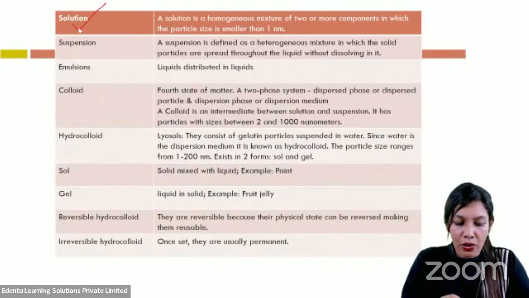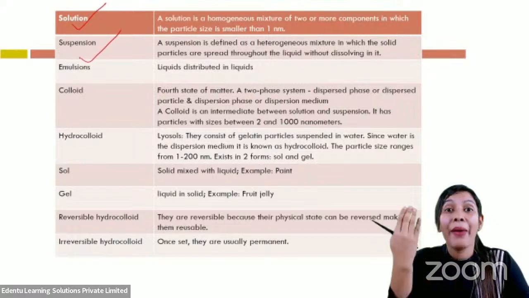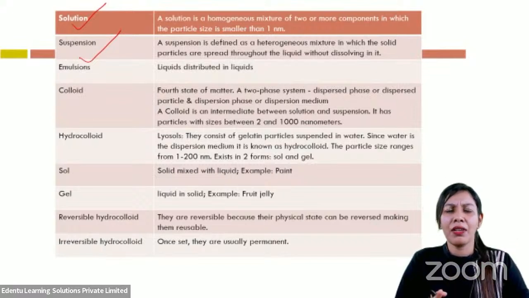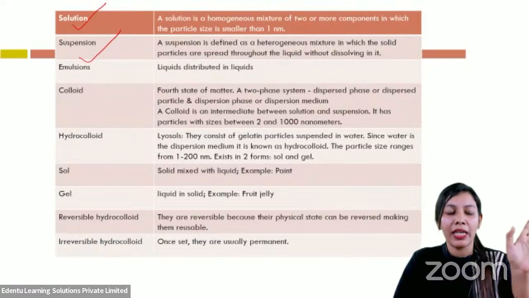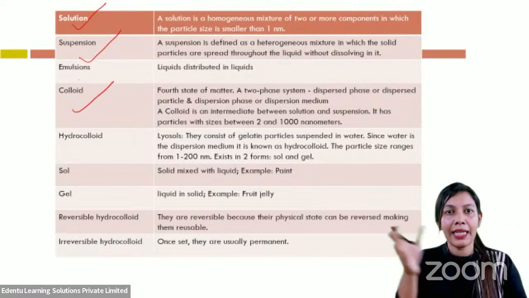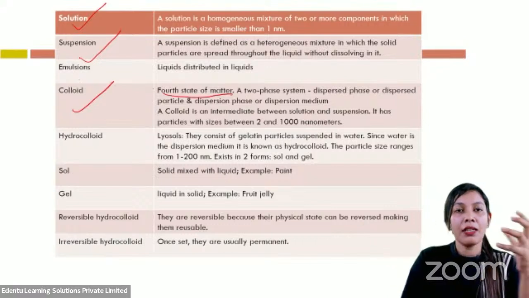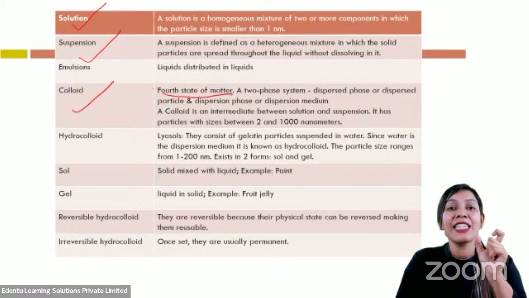So hope you understood what is solution, what is suspension, what is emulsion. We have heard about paints and all. Liquid in liquid is called an emulsion. Just think about that term when we used to deal with paint. Emulsion is liquid in liquid. What is a colloid? As I said, it is in between suspension and solution, and the important term is it's the fourth state of matter. It is called a colloid.